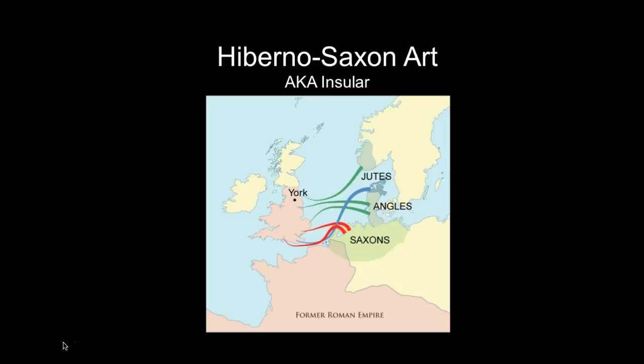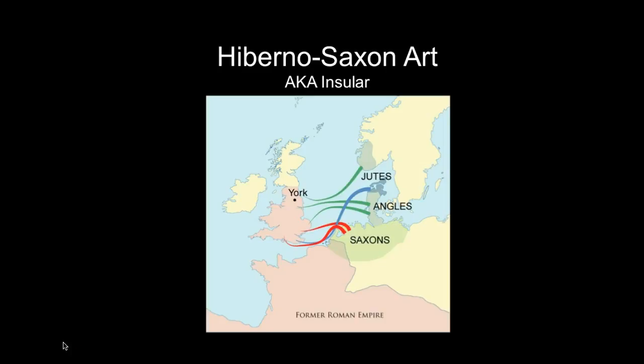Okay, we're moving on to the next section, and that is going to be known as Hiberno-Saxon art, also known as Insular art. And this is basically the art of England and Ireland. So Hibernia is the ancient Latin name for Ireland, and Saxon refers to England at this time.